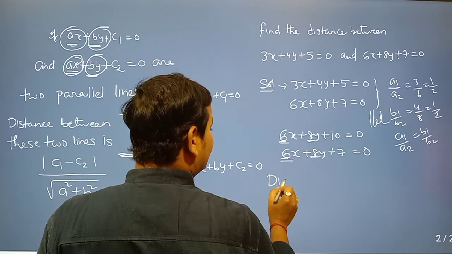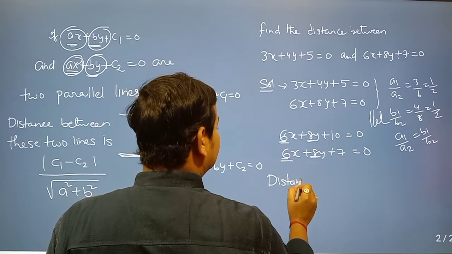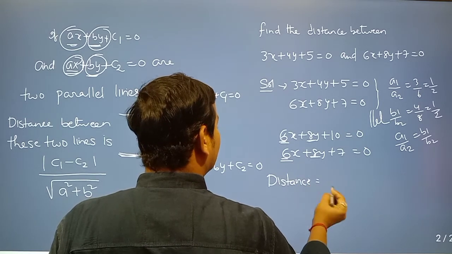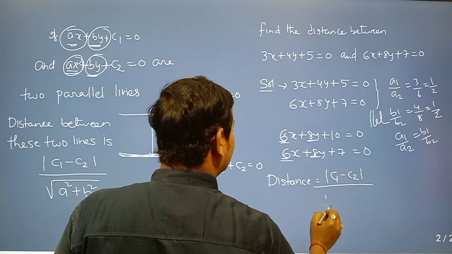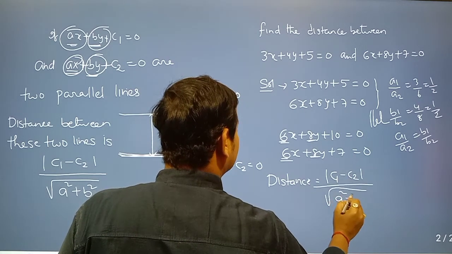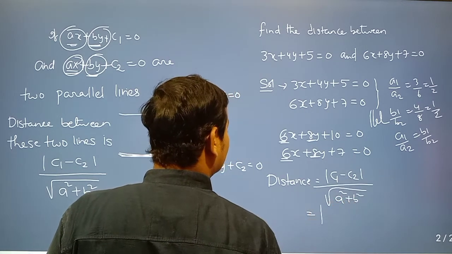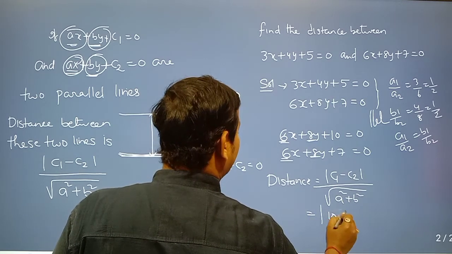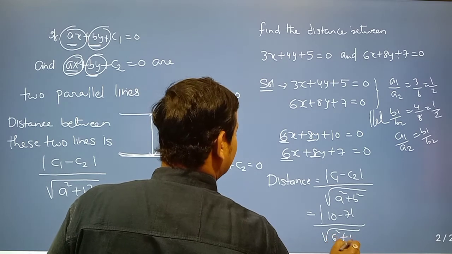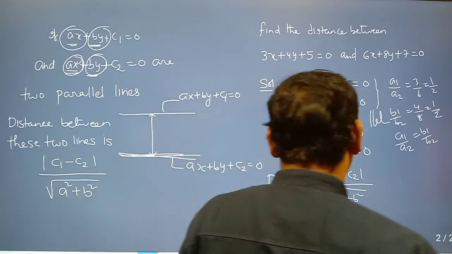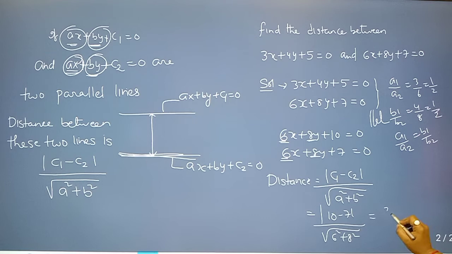So what is the formula for distance? Distance is equal to the modulus of c1 minus c2 by root over a square plus b square. That is equal to the modulus of 10 minus 7 by root over 6 square plus 8 square. 10 minus 7 is 3, by root over 64 plus 36, which is 10. So this is the distance between the two parallel lines.